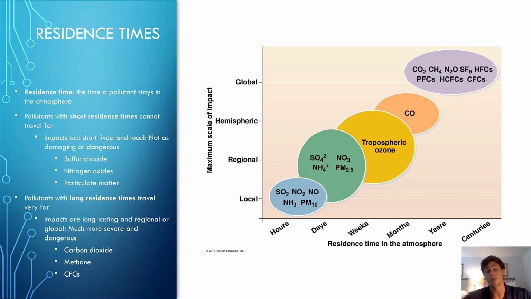Now contrast that with pollutants with long residence times. These are pollutants that stay in the air for a very long time after they've been released, and as a result their harmful impacts are very long term, simply because they stay in the air for a very long time. And because they stay in the air a long time, they can also travel to very large distances. So they don't necessarily have local impacts. They can have impacts that are very far-reaching around the entire globe. And these are going to be things like carbon dioxide, methane, and chlorofluorocarbons, known as CFCs, which can stay in suspension for a very long time and have very global, far-reaching impacts.